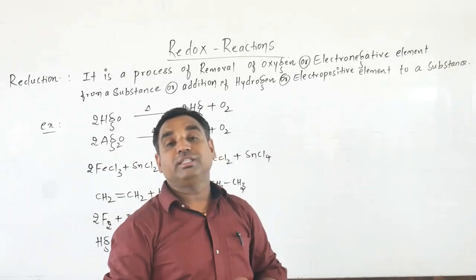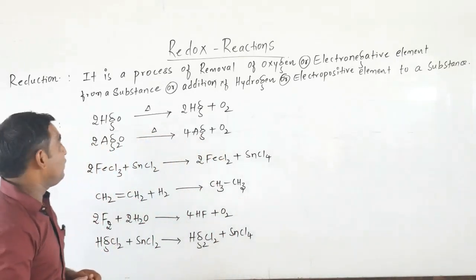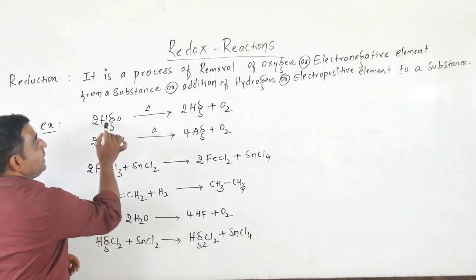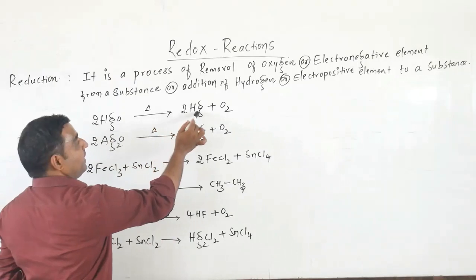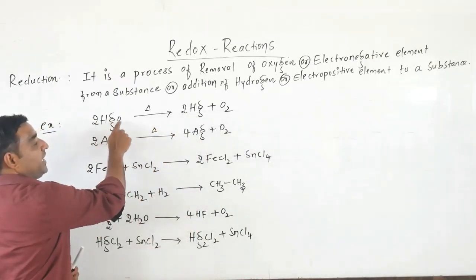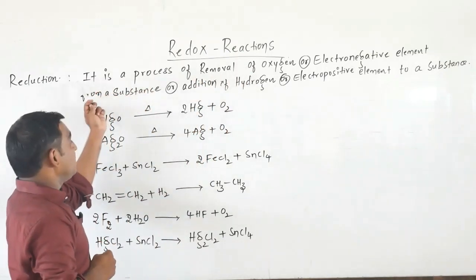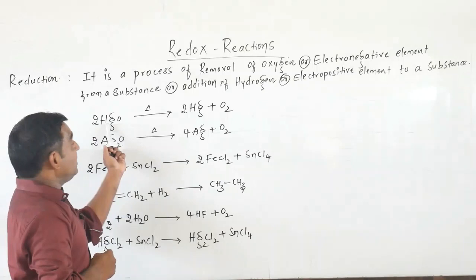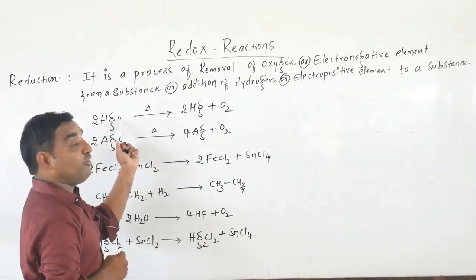Now we will discuss some more examples regarding this reduction process. The first one we have taken is mercury oxide, HgO. Upon heating it forms Hg plus O2. Here oxygen is removed from the HgO. So removal of oxygen is called a reduction process. Hence this is reduction by removal of oxygen.